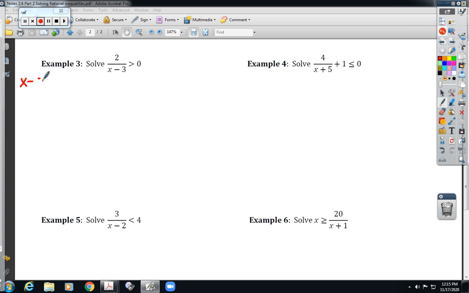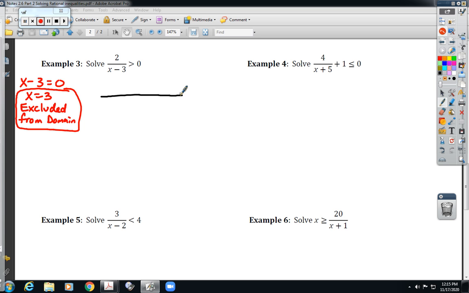When is x minus 3 equal to 0? So we have x equals 3 is excluded from the domain. That's the only value we have to worry about. That is the only value on our sign chart, is 3. Okay, so we go to do our sign chart, and the only value on it is our excluded value of 3. Other than that, we just need to consider one number greater than 3 and one number less than 3, and we need to think about signs.